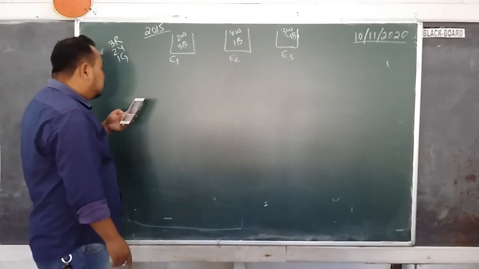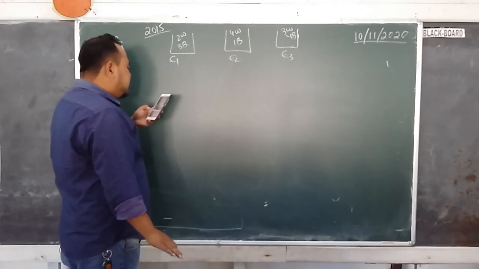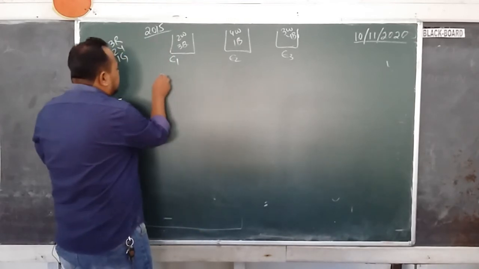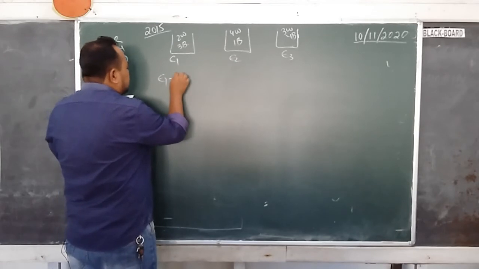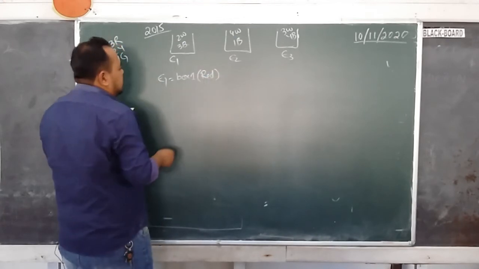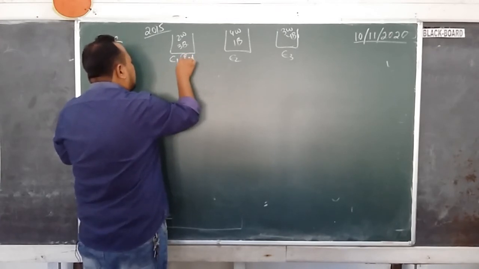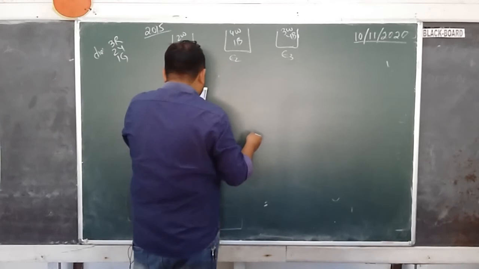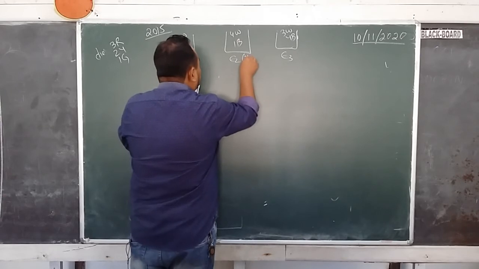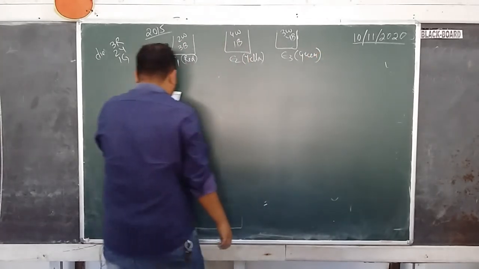Is that clear? So it is given that to select the box, a dice has been thrown. If red face turns up, we pick box 1. That means probability of E1 is box 1. So when do I pick box 1? When you get a red face. Is that clear? So when E1 is box 1, you pick this box when you get a red face in a die. And E2, if yellow, then box 2, and then green box 3.